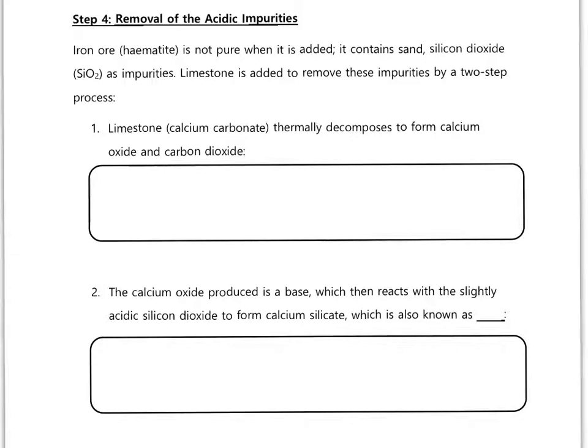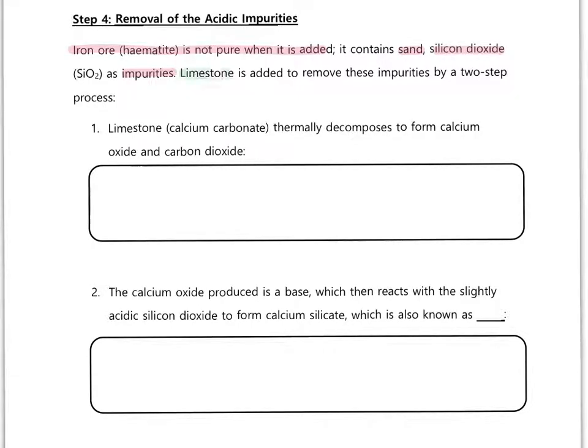We've called this step 4. It's kind of a separate step. It doesn't happen after step 3 as such, but it is a separate step. And essentially it would really happen at the start. So as we discussed earlier on in this video, the iron ore that we add is not pure when it is added. It contains sand, silicon dioxide, as impurities. And so this is where our third raw material comes in, limestone.